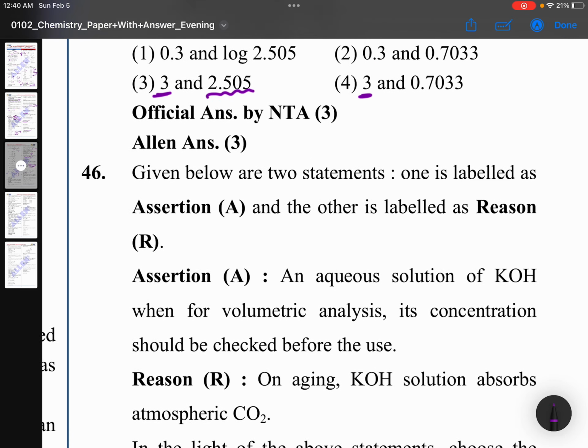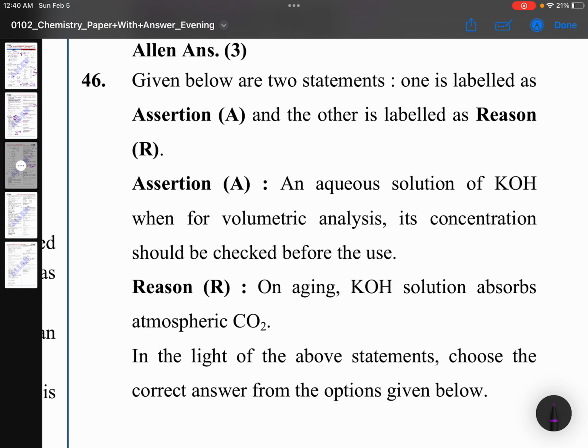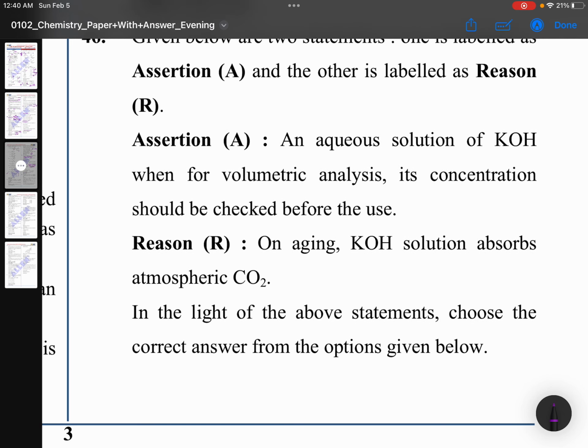Basic question. Given below are two statements, again assertion reason. This is ridiculous. One or two questions is okay, man. How many questions are you asking? No, not acceptable. Students, very sorry. These many assertion reason questions are not at all acceptable.